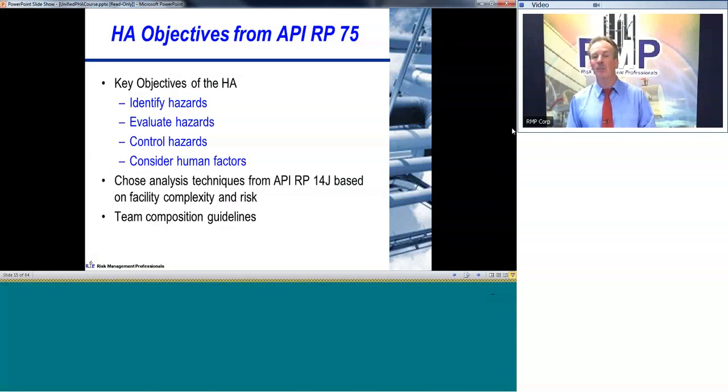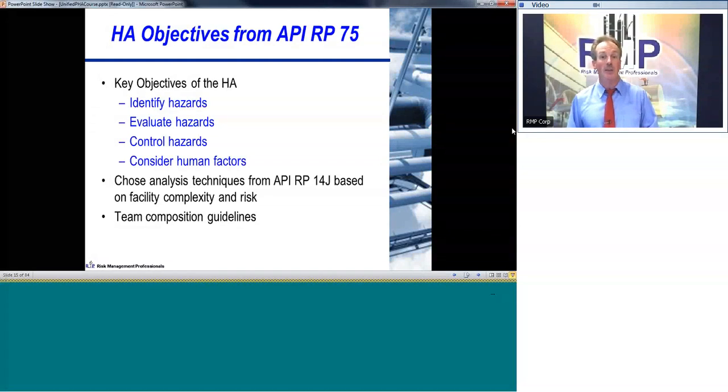The key objectives of the hazards analysis are to identify hazards, evaluate them, look at control mechanisms, look at potential human factors issues, and based on using various analytical techniques that are provided in Recommended Practice 14J that match the tool to the facility complexity and risk, basically put together and formulate a good hazards analysis using a team that's composed of representatives in key disciplines that will give you insights into the potential hazards and whether or not there are weaknesses in the system.